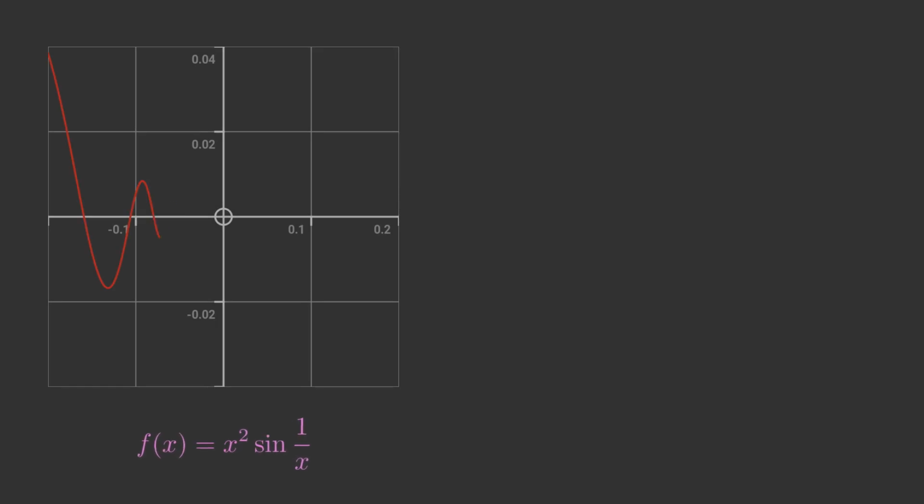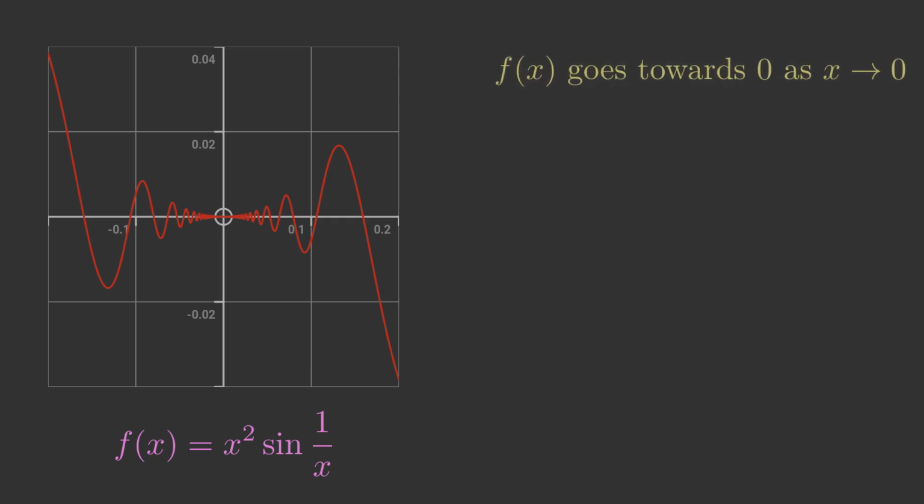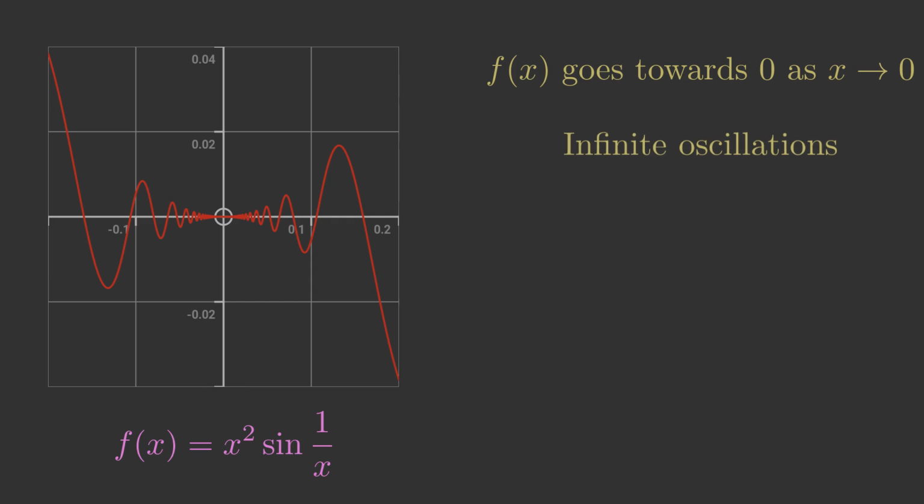Now let's look at x squared sine 1 over x, which we previously called f of x. We know that x squared goes to 0 as x approaches 0. So f of x also goes to 0 as x approaches 0. But it is still the case that it oscillates infinitely many times before it gets to 0. So it isn't immediately obvious whether or not this function has a limit at 0.